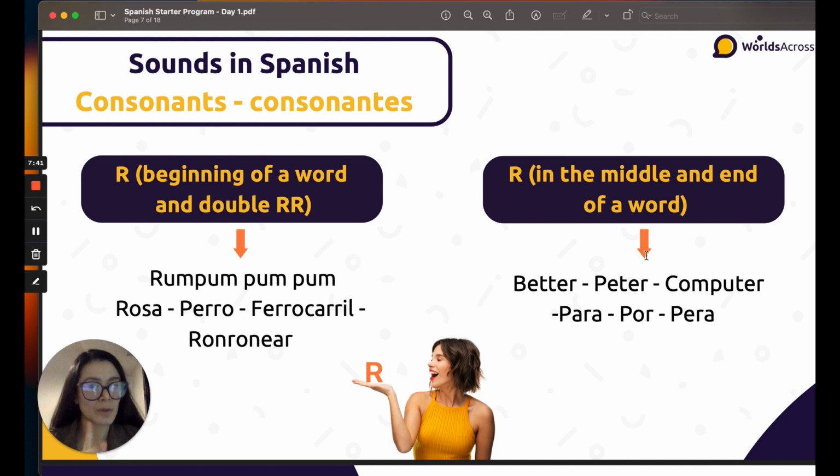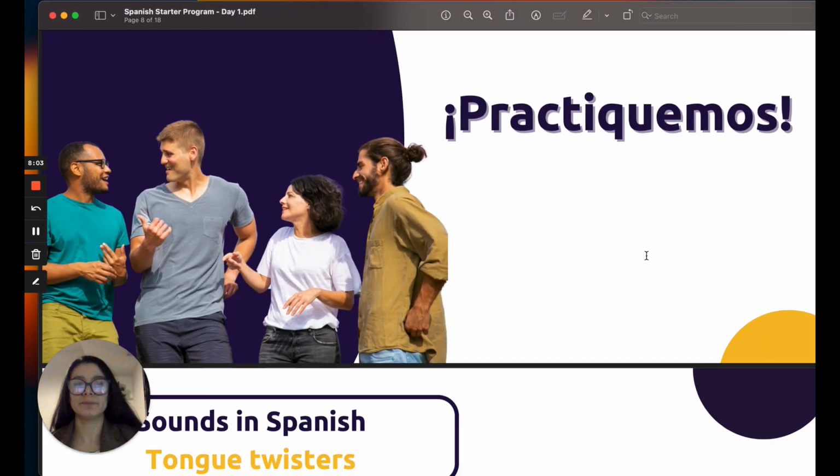But if there is only one R in the middle of a word, it's pronounced like in the American accent. You would say "better," "Peter," and "computer" with the T. That T is very soft. That's going to be in Spanish as well: para, por, and pera, okay? Better, pera. You see? It's kind of similar. Muy bien. Let's practice a little bit.